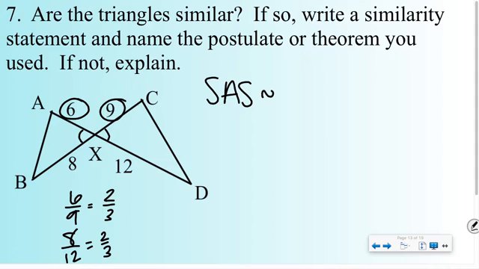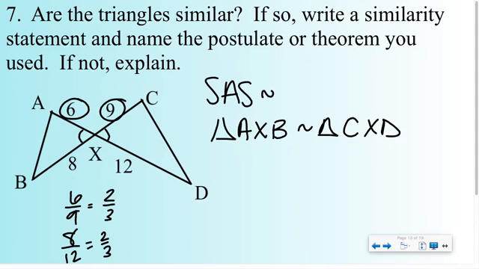Our sides are proportional, short to short, long to long. And then we have those congruent angles. Similarity statement: triangle AXB, then you'd have to do CXD. Make sure you check small to small, big to big.